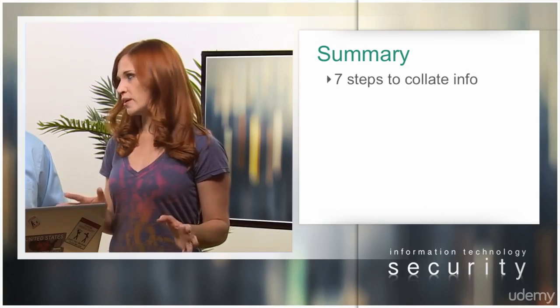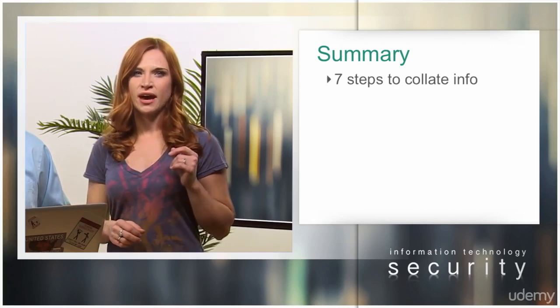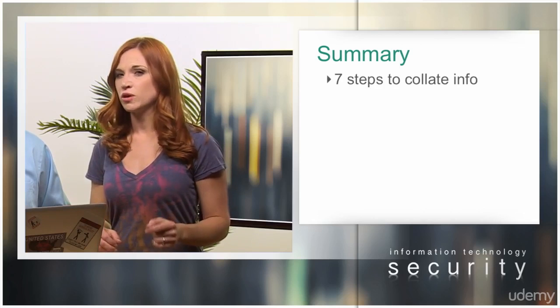So let's summarize what we've learned in this module. Reconnaissance, or information gathering, is a very important stage in preparing to attack a network or a system. And we've seen that there are 7 steps to collate information. It starts with gathering initial information and then finding out the network range.